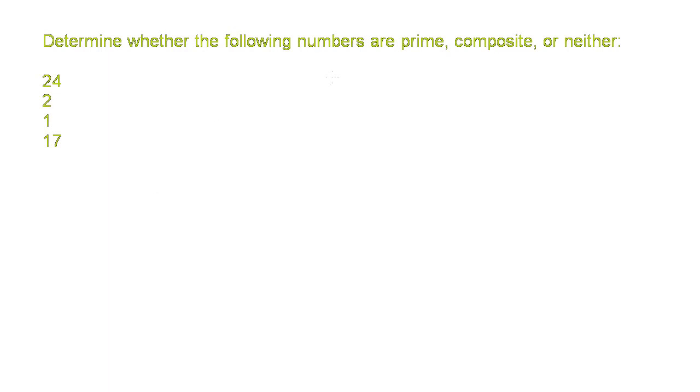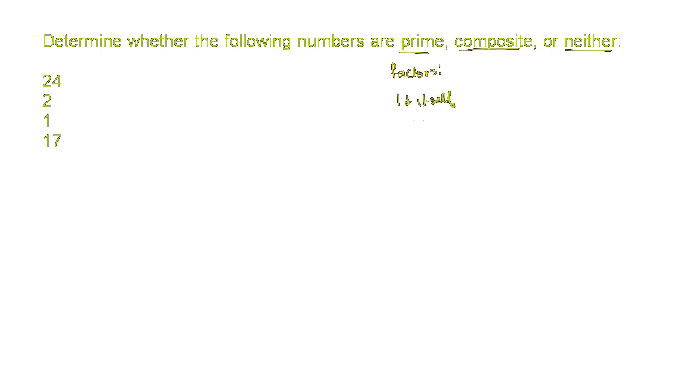Determine whether the following numbers are prime, composite, or neither. So just as a bit of review, a prime number is a natural number, so one of the counting numbers 1, 2, 3, 4, 5, 6, and so on and so forth, that has exactly two factors. So its factors are 1 and itself.